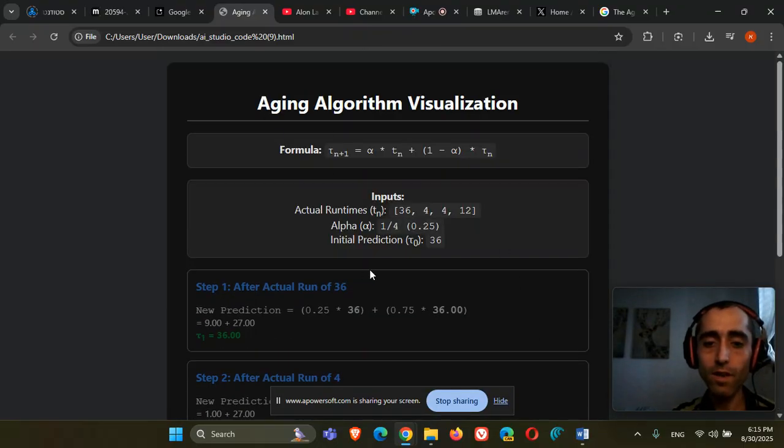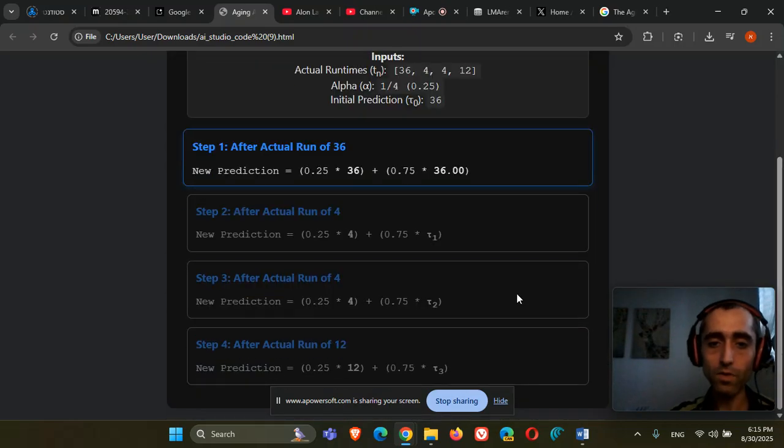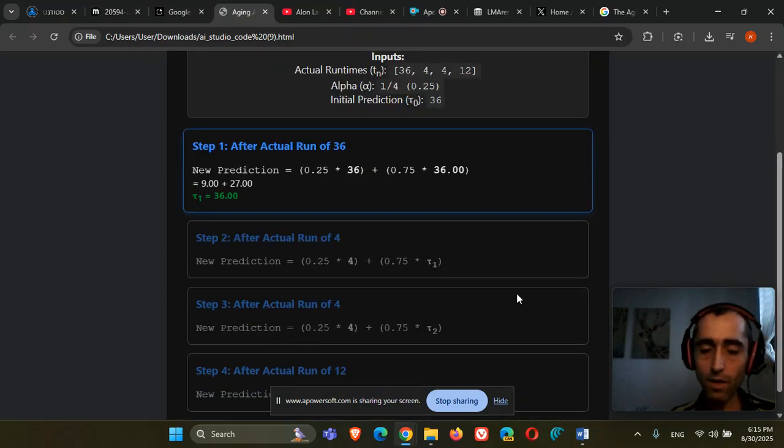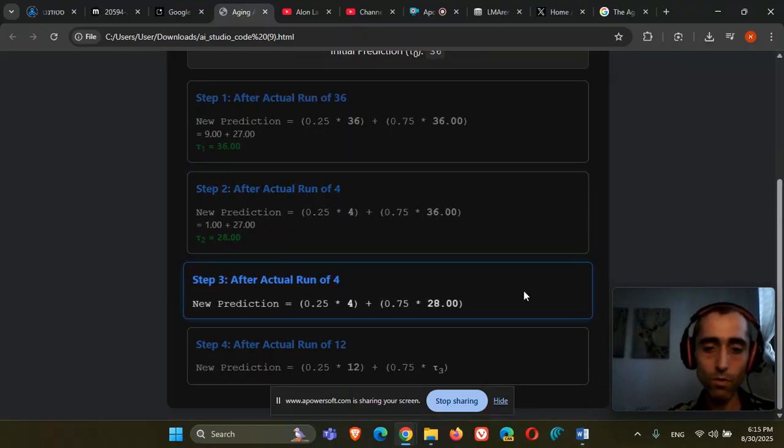So this is the aging algorithm. You can even look at it again and see how it happens. But anyway, this is the aging algorithm for CPU burst time prediction, as you can see right over here.